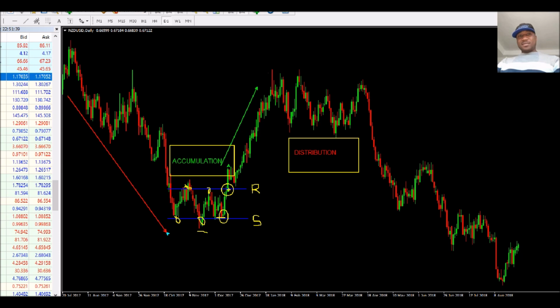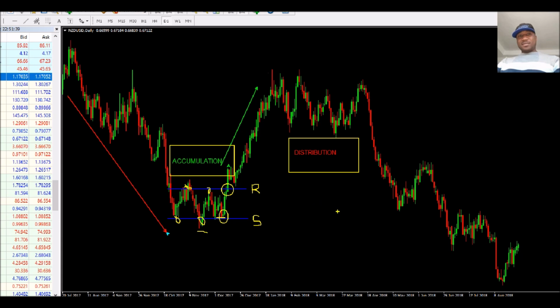Now, the fourth stage is to see that it has broken the resistance. Now, the fifth stage is to see the market moving to the upside, trending again. This is where you make money. So this is just like 1 to 5 phases of the accumulation phase and 1 to 5 phases of the distribution phase. So, right, since we've talked about the accumulation phase and how to trade it, let's go straight now and talk about the distribution phase.